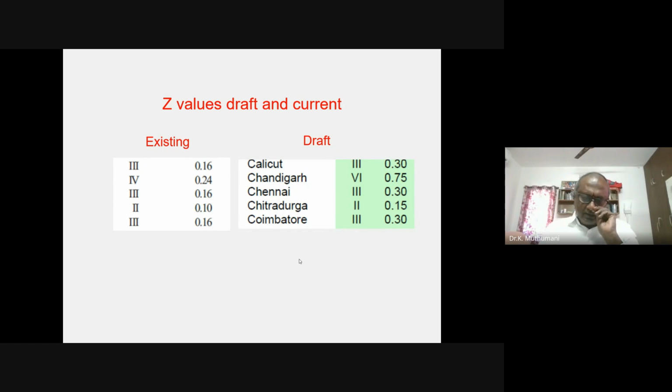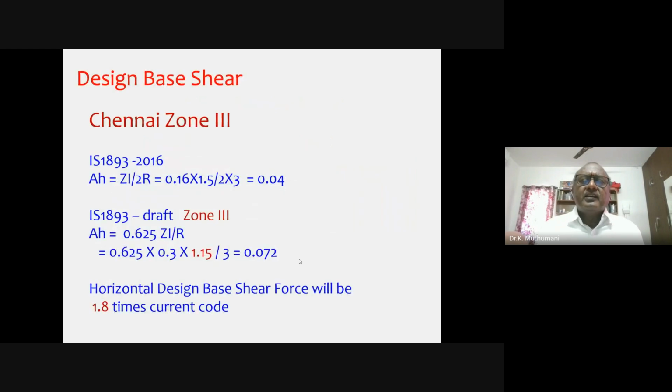So I want you to note this just for fun. Anyhow, as a designer, we have to only go by existing codes. I know that, but however, it is better to remember that there is something happening in the making. For example, let me say I am taking zone 3, and I use this old formula, then I get a factor of 0.4. If you use the zone 3 formula, it is 0.72. That means we are getting the force nearly 1.2 times more than what is really given in the current code.